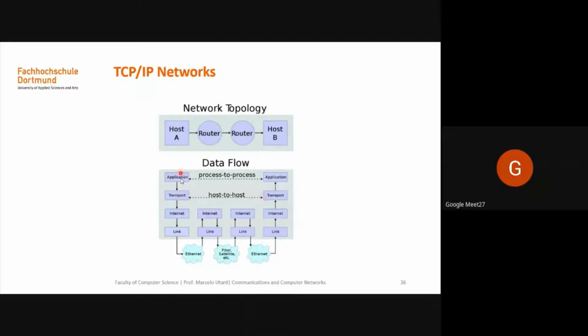Remember that within a host, within an end system, we could have several processes. Then the difference between those layers is that the transport layer guarantees the communication between hosts, that is, end systems. And the application layer is the layer at which the communication is based on a process-to-process communication mechanism.